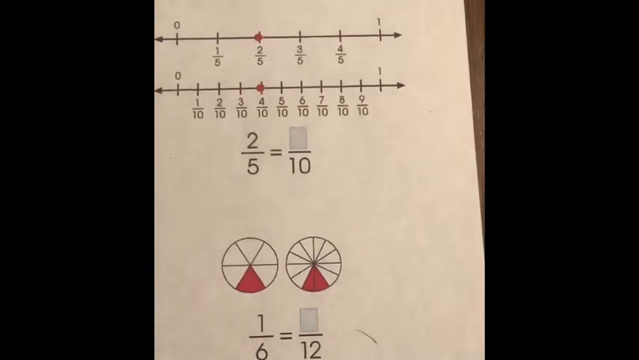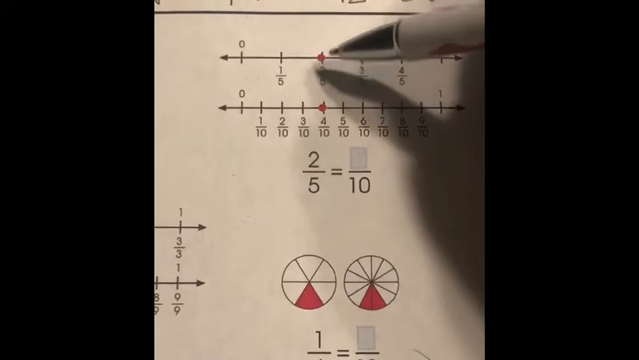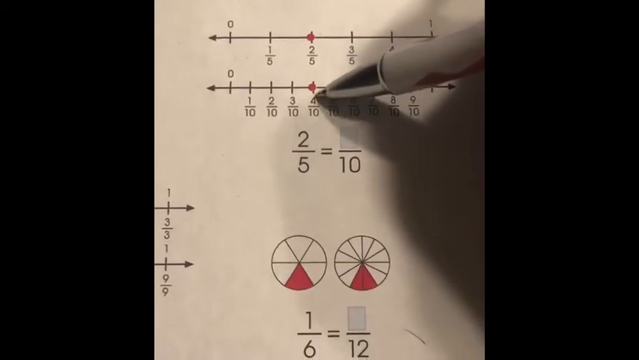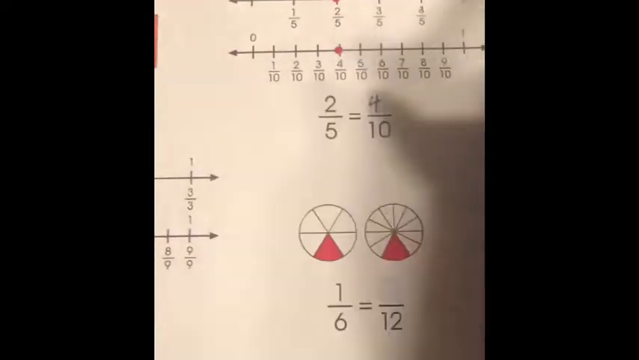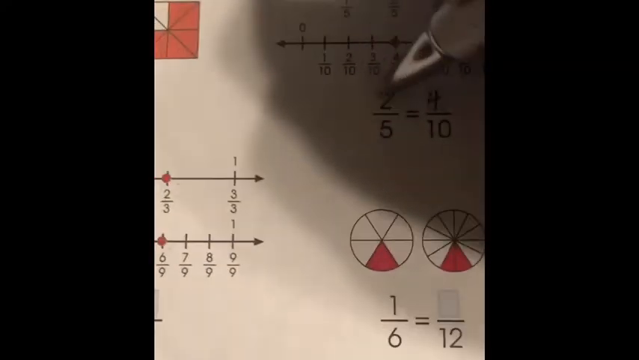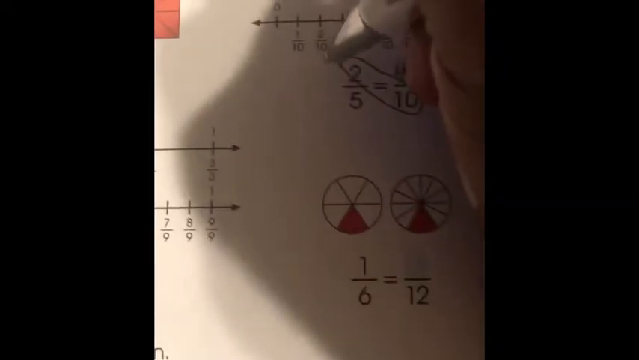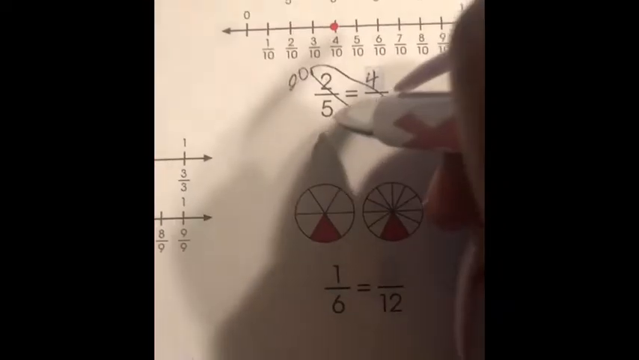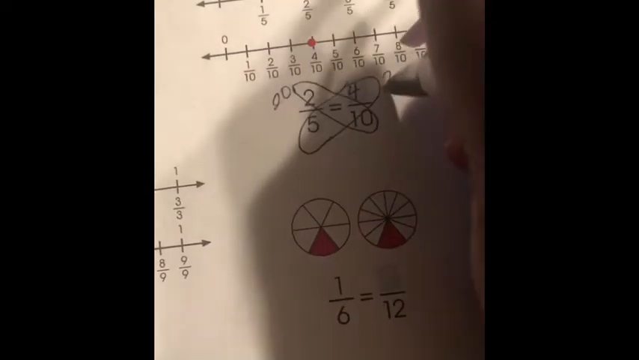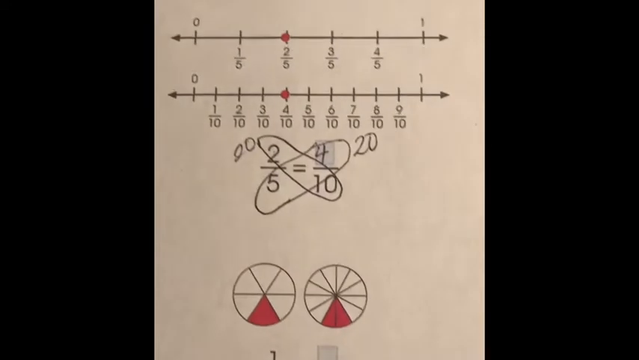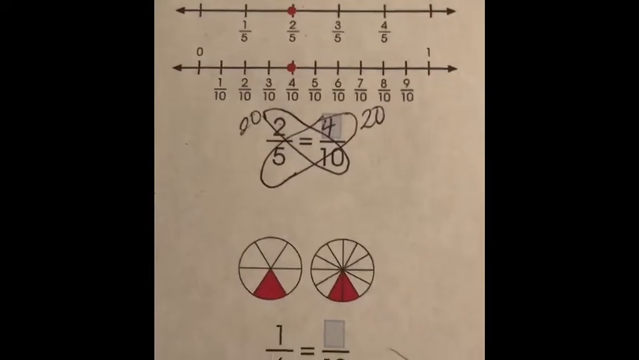Here we have a number line as well, 2/5, and the same exact space on the tenths is 4/10. I want to check my work to make sure that I have it correct. I'm going to cross multiply. 2 times 10 gives me 20. 5 times 4 gives me 20. This lets me know that I have the correct equivalent fractions.